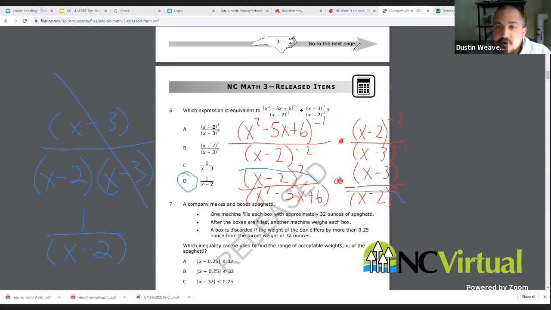Okay, so there's question number 6. So I'm going to clear that off. Again, in question number 6, what happened was it was division. So we flipped the second part first to make it multiplication. And then because all of these had negative exponents, we flipped each fraction so that they now had positive exponents. That allowed us to cancel out the x minus 2 squares. We factored the x squared minus 5x plus 6, and then that allowed us to cancel out the x minus 3's.